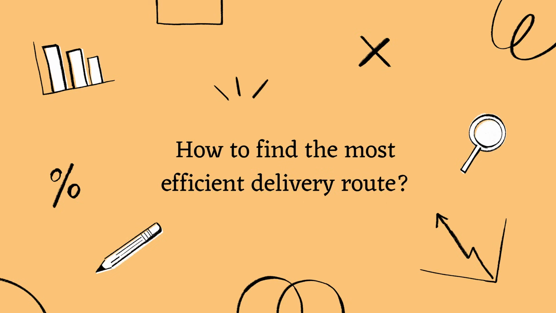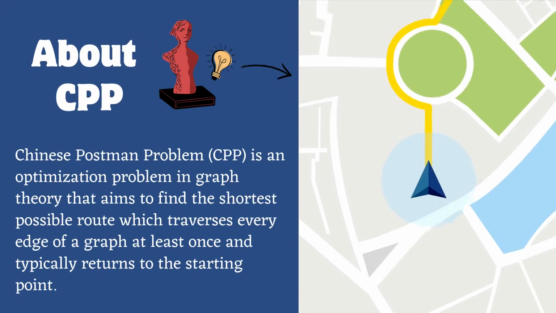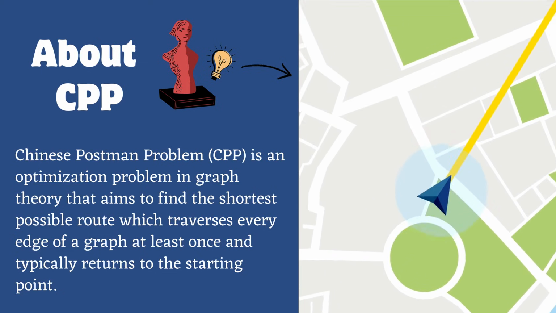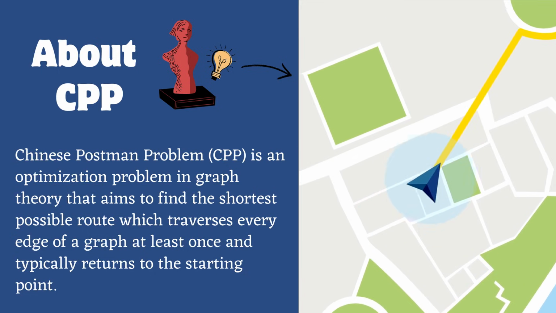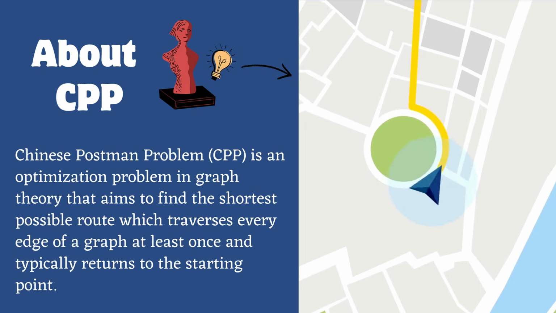To answer that, let's look at the Chinese Postman Problem. The Chinese Postman Problem is an optimization problem in graph theory. That is, to find the shortest possible route which traverses every edge of a graph at least once and typically returns to the starting point.